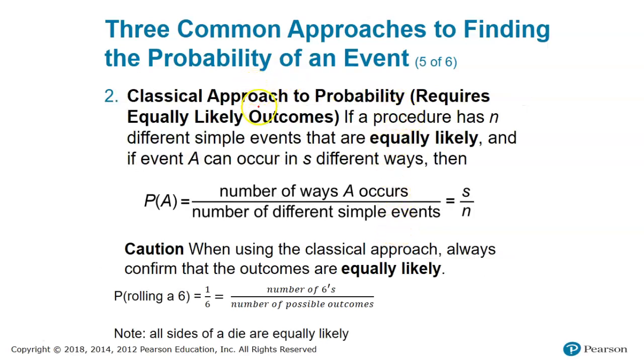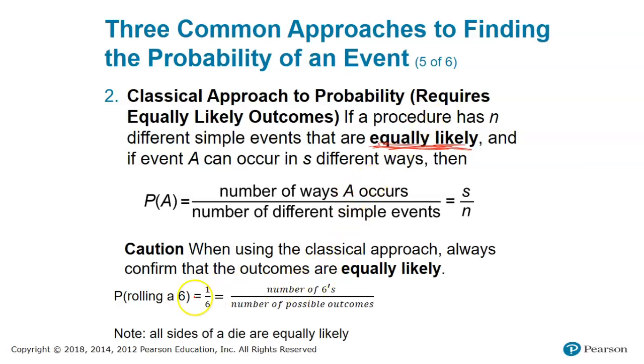Classical probability is the second approach here. One thing you have to keep in mind with this is that your outcomes have to be equally likely. So on the one we were talking about with COVID, it's not equally likely that somebody has COVID and doesn't have COVID. So that would not be a good case for classical probability. Classical probability tends to be like flipping a coin, rolling a die, things of that nature, or having children where it's a boy or a girl and they're equally likely to occur.